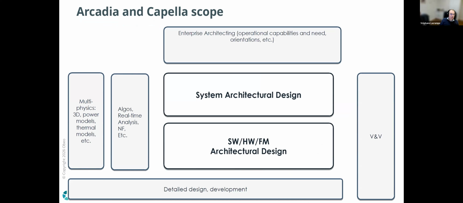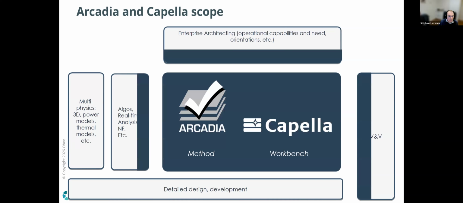So the scope of Arcadia and Capella is mostly system architectural design and software, hardware, and architectural design as well. You can do a little bit of enterprise architecting. You can do a little bit of V&V. You can do a little bit of non-functional analysis as well. But really, the core of Arcadia and Capella is system architecture and subsystem architecture.